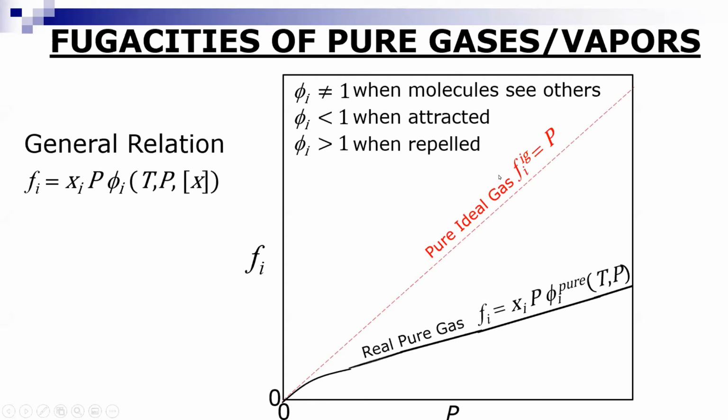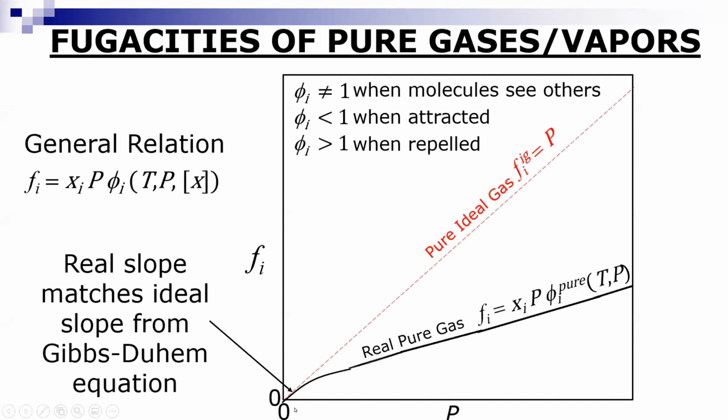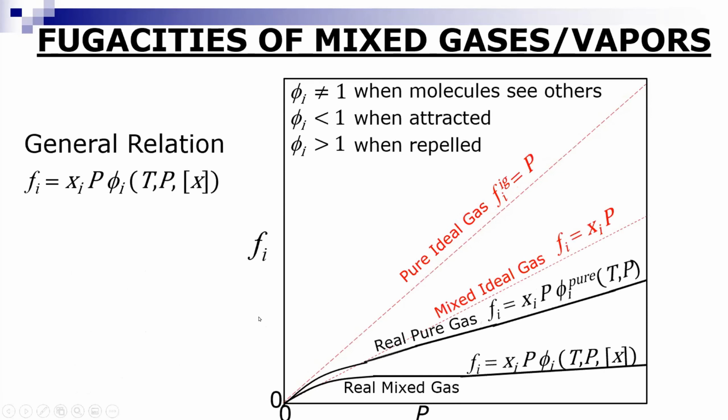Well, it's a straight line as a function of fugacity versus pressure for a pure ideal gas. And it varies this way in terms of when the fugacity coefficient is put in. I'll point out that at very low pressures, the real slope, which comes up like this, matches the ideal slope because of the rigorous Gibbs-Duhem equation, which comes from thermodynamics. And we'll talk about that a little later. The point to remember is that the slopes match when you're at low pressures. So this is gases. Now let's talk about mixtures.